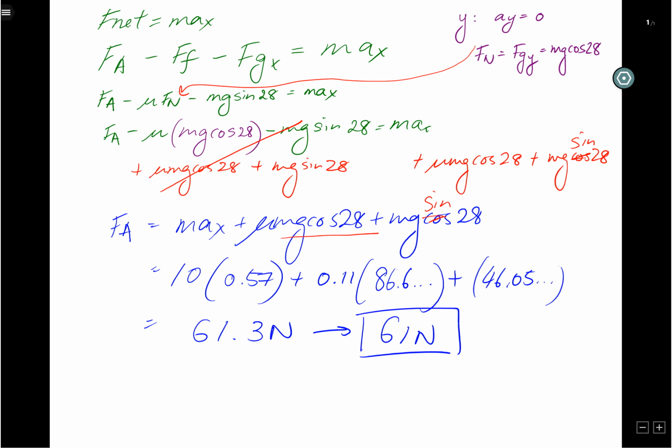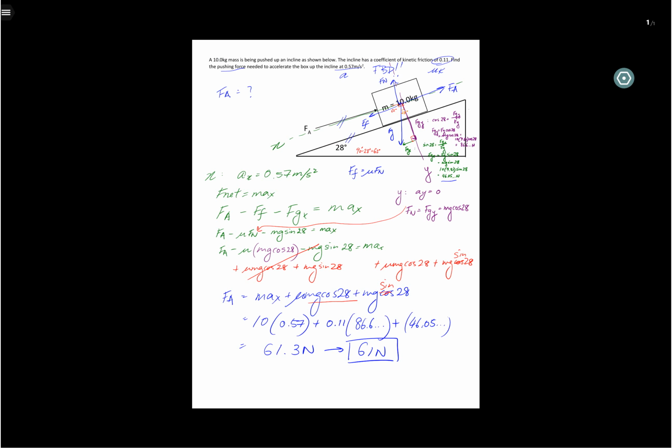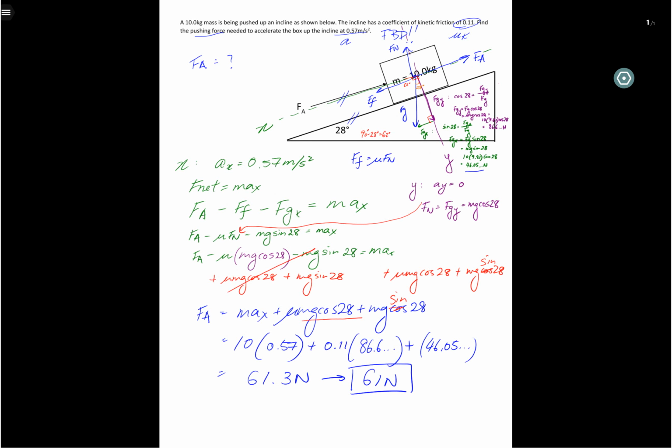So this is the amount of pushing force needed to accelerate this mass up the incline at 0.57 meters per second squared. So here is an example question of an incline. A few key things to note. If you are stuck, try to solve for your components first, and always remember to have your free body diagram. Every time you try to figure out an F-net equation, you're always going back to your free body diagram and separating that into its x-axis and its y-axis.